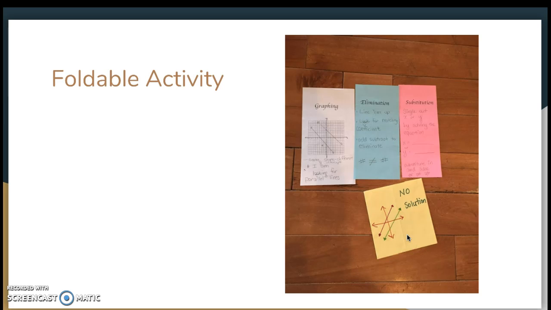So we'll have 2 lines that are parallel to one another, and I am looking for parallel lines when I'm graphing. Elimination, I line them up. I'm looking for matching coefficients. I add or subtract to eliminate, and this number does not equal this number. I have 2 numbers. I have 7 and -5. I have 0 and 1. I have 2 different numbers. And so there is no solution. There is nothing that makes those 2 equal.